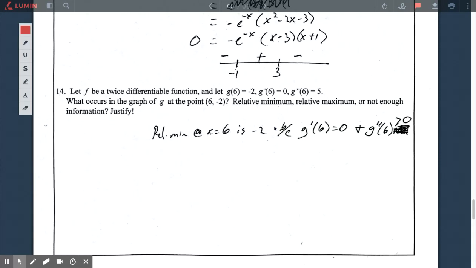14 is a second derivative test problem. It says f is twice differentiable. It says g of 6 is negative 2. It says g prime of 6 is 0. And it says g double prime of 6 is 5.